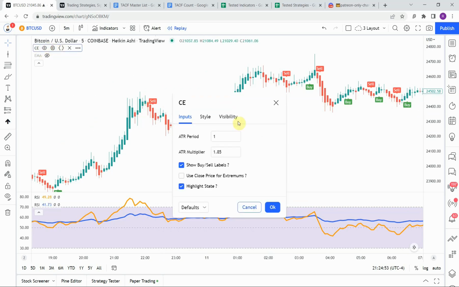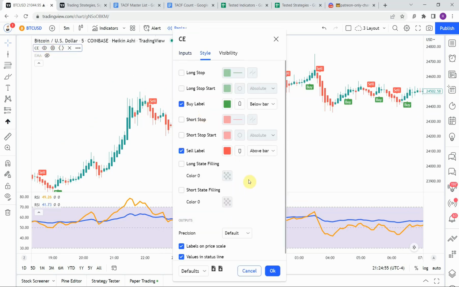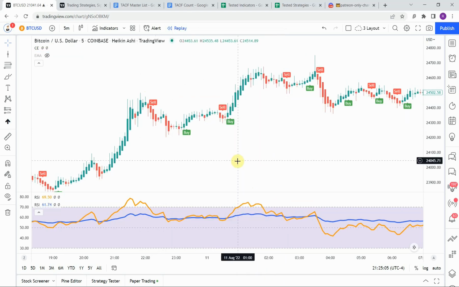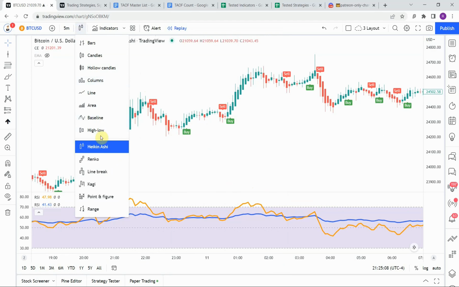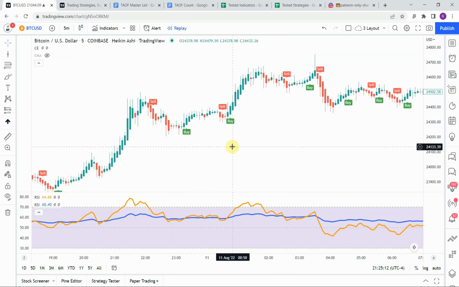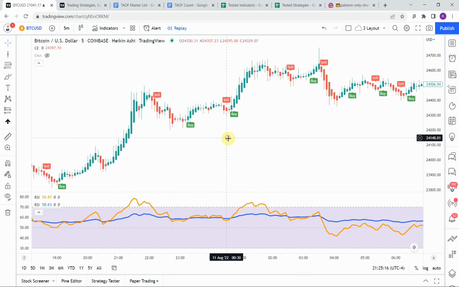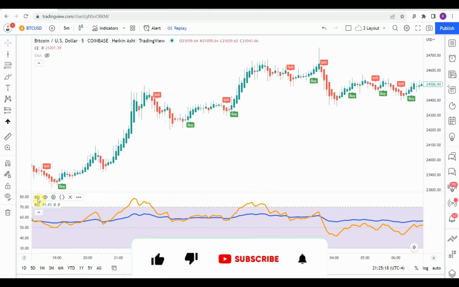Also, one more thing that I didn't mention: on the buy label, you're going to want to do below bar. On the sell signal, you're going to want to do above bar. Once you have all that set up, again, it'll look like this. Now, this is the Heikin Ashi candles here, not your standard Japanese style candlesticks. So Heikin Ashi chart here.